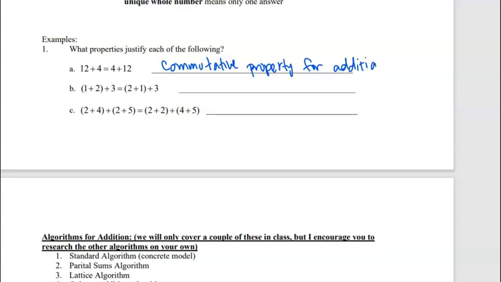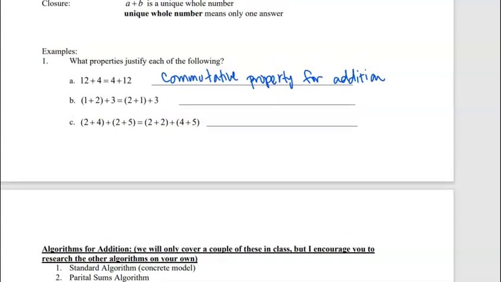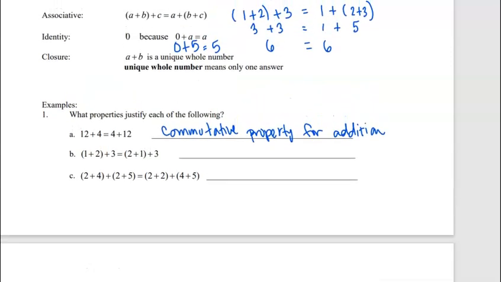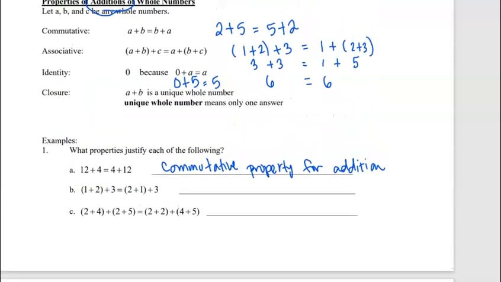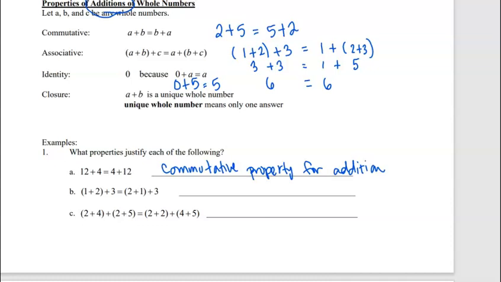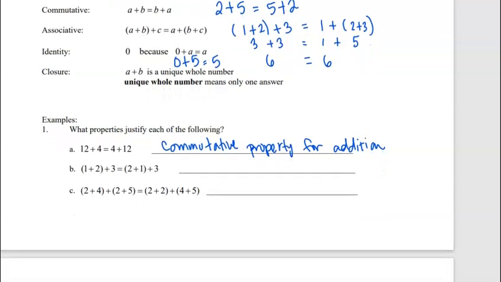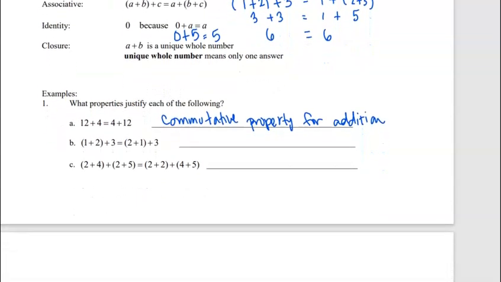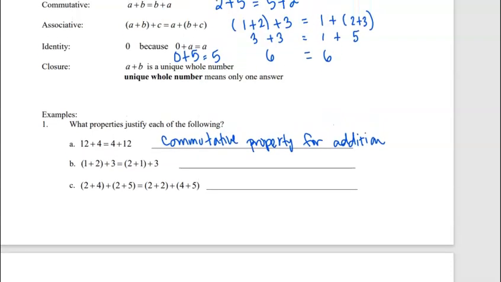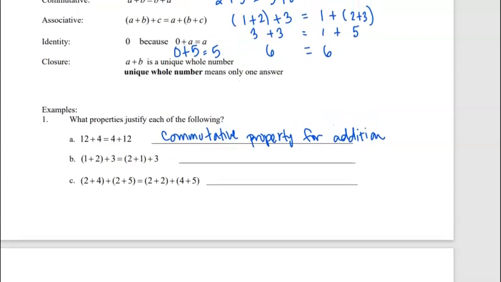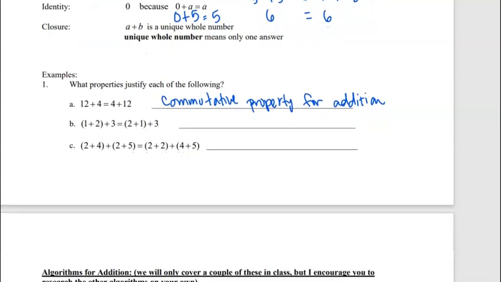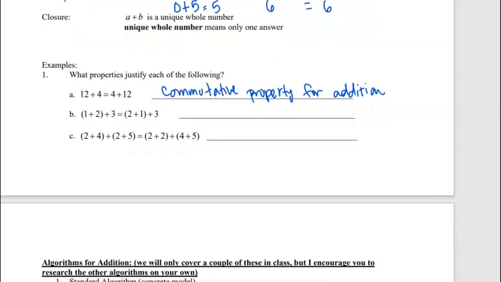A lot of times I will get answers where people just put commutative property and they don't tell me that it's specifically for addition. So you have to be specific with what operation you're working with. I need you to tell me that it is the commutative property for the operation of addition. You have to put for addition, because these properties can also hold true for multiplication, and that's why I need you to be specific.